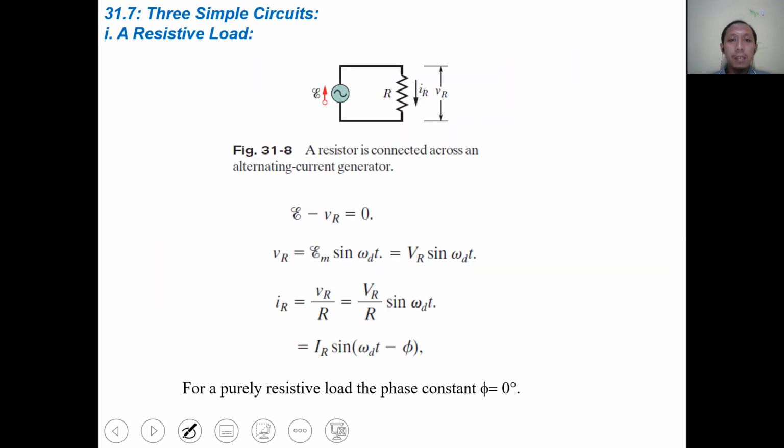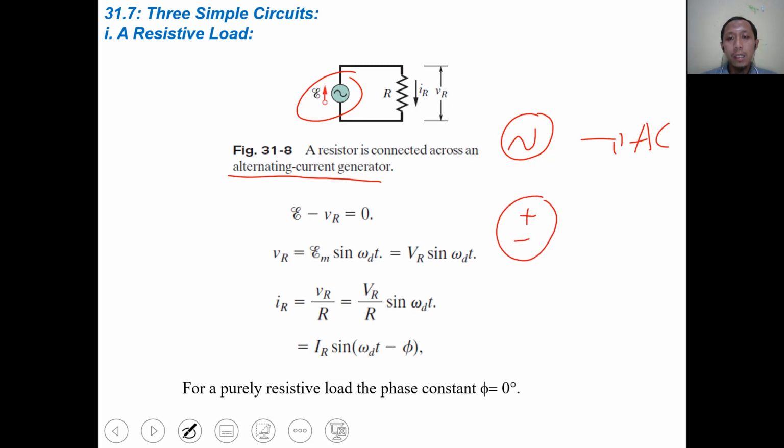So if the resistor is connected to the alternating current generator, or source of the current, this is the AC, like this one. This notation means that this is the AC. And if you know this equation, this is the DC. The AC current means there is a sinusoidal waveform, and DC is this constant waveform.